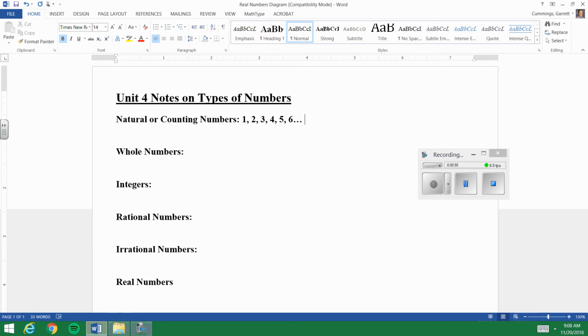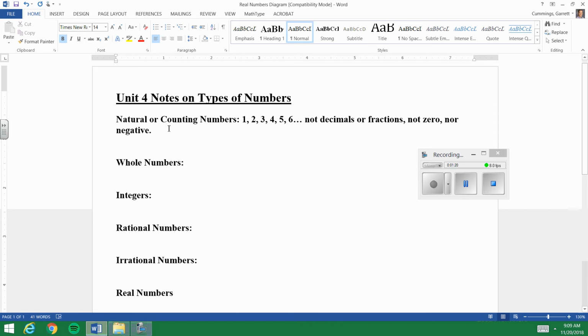1, 2, 3, 4, 5, 6, 7, 8, 9, 10. So Lucienne is 4, and she knows her natural or counting numbers. These are the things you can count on your hands and your feet, right? They are not decimals or fractions, not zero nor negative. Okay, so those are what we call the natural set of numbers. 1, 2, 3, 4, 5, 6, etc., all the way up to infinity, obviously.